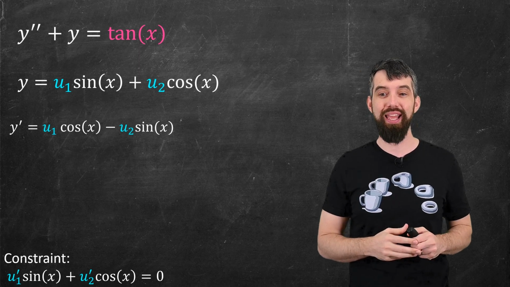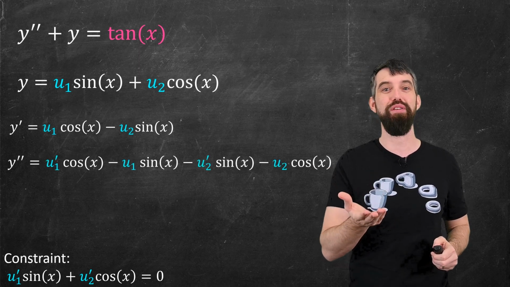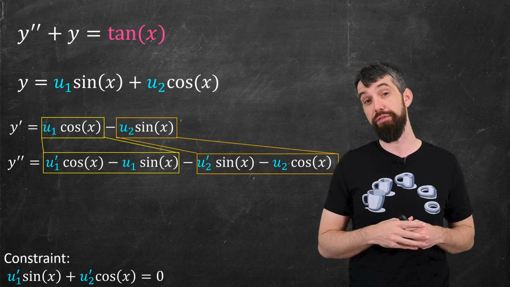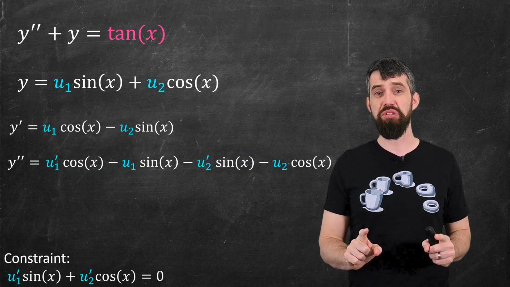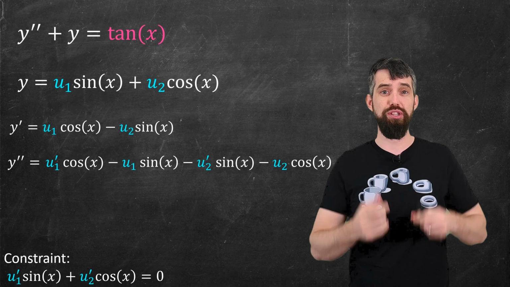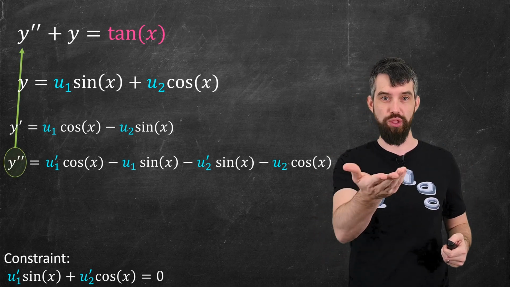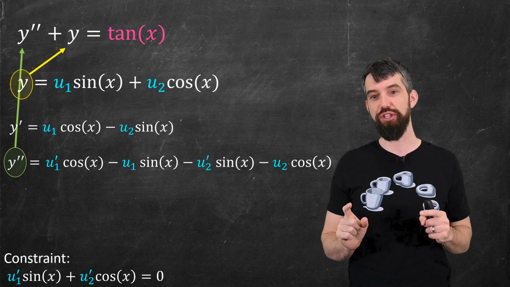And then when I take its derivative, well, again, we get two different product rules showing up, and we get this sort of gnarly second derivative. Now what I want to do is take all of this and plug it into the original equation. So I'll take that y double prime, I'll plug it into the original equation. I'll take the y, I'll plug it into the original equation.